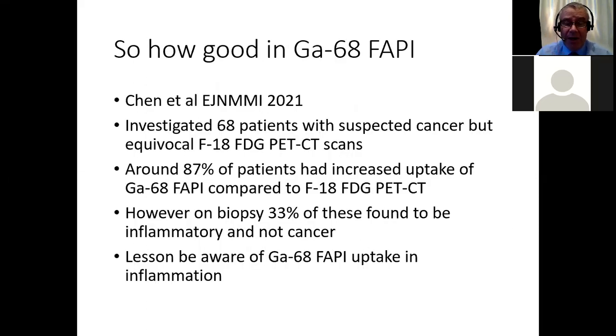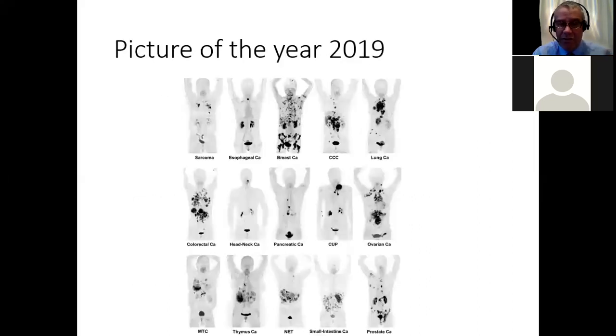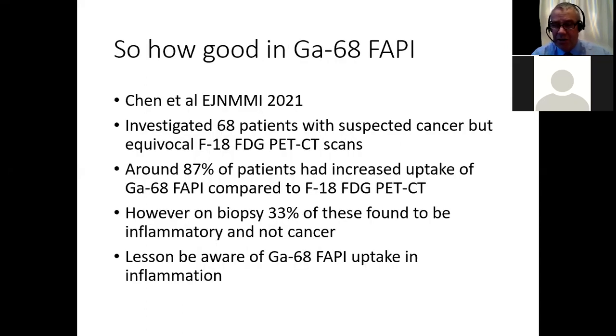A very recent paper came out, I think in July in EJNMI, which investigated 68 patients with Ga-68 FAPI, with suspected cancer, but equivocal. So if you look at this one, they're all riddled, aren't they? They've all got tons of cancer. So to be honest, most people can find that. This is much more interesting because this is looking at patients who may only have a small amount of cancer, but the FDG scan wasn't very helpful. And 87% of these patients had increased uptake of FAPI compared to FDG. So that could be very interesting.